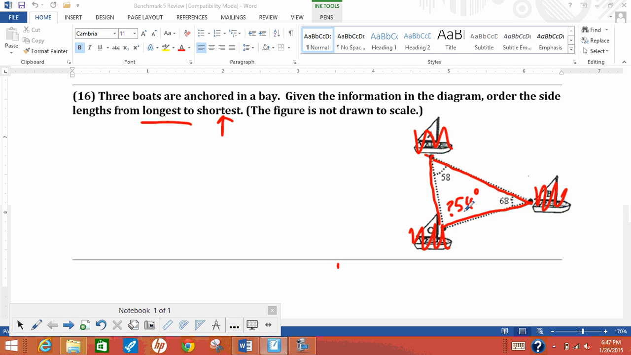That angle is 54 degrees, the smallest angle. The biggest angle is 68. So the side across from 68 is AC. That's the longest.